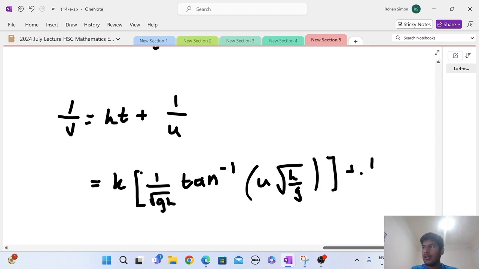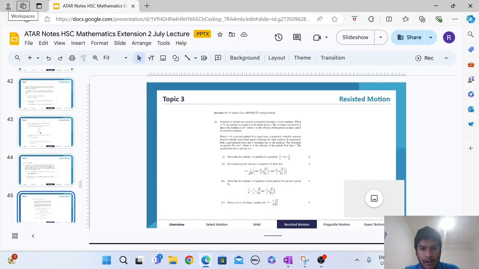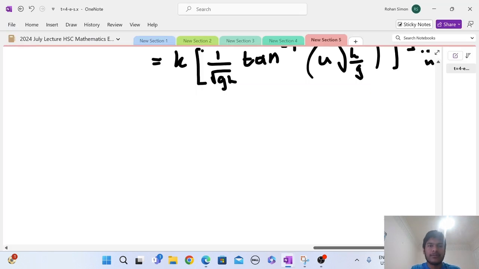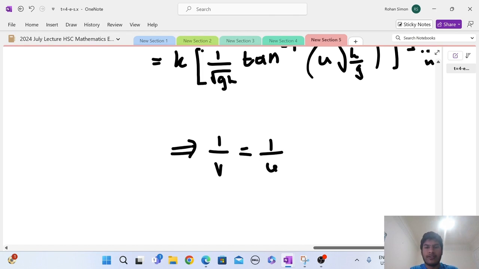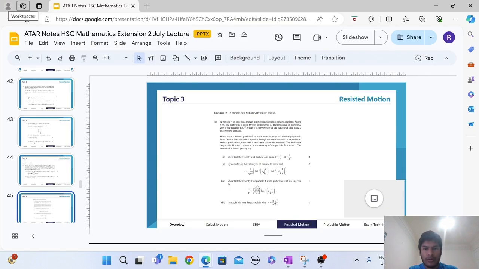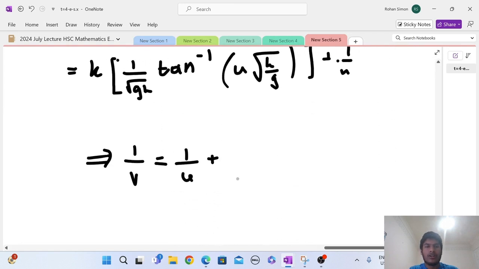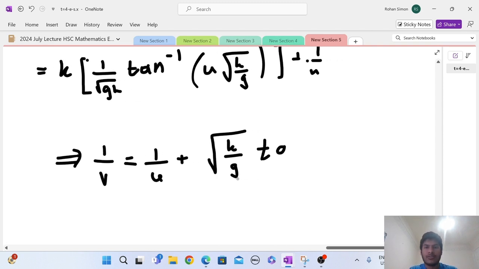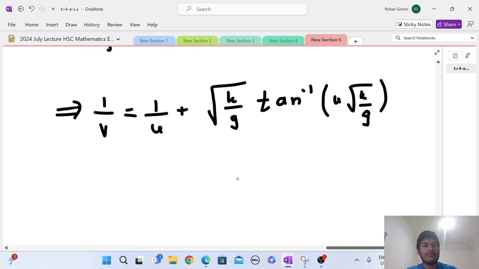plus 1 on u, and doing a bit of combining fraction, or this is an expression for it, but actually, that is the expression that we're looking for. So we get 1 on v equals 1 on u, so if we pull the constant out first, and then we got root k on g, so that means that we've got k over square root of gk, so that means we got root k on g, because we got a half power on the bottom, so that means half power on top, tan inverse u root kg.